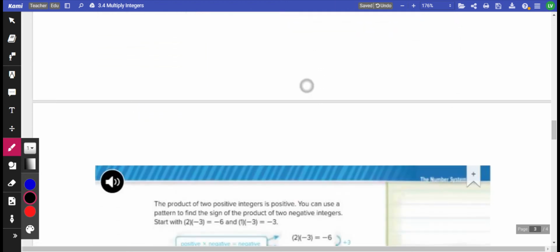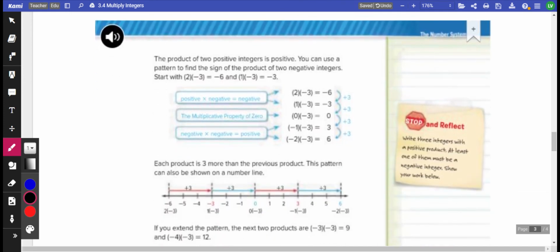So let's go try the next problem. So the product of two positive integers is positive. You can use a pattern to find the sign of the product of two negative integers. So you start with 2 times negative 3, and that gives you negative 6. 1 times negative 3 equals negative 3. To get from negative 6 to negative 3, you're adding 3. So the multiplication property of 0, 0 times negative 3 is 0.